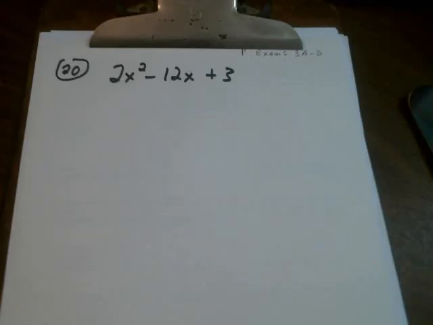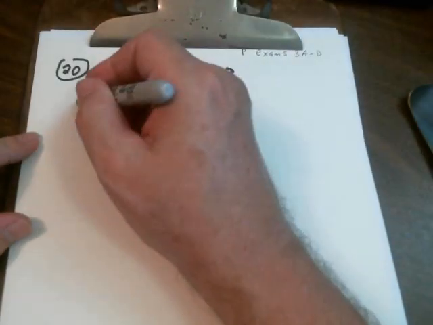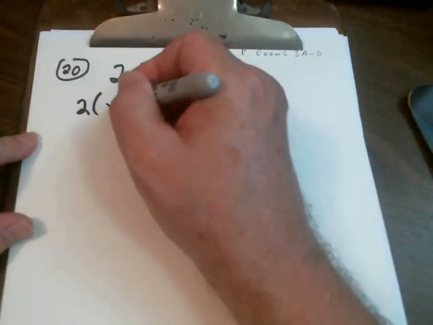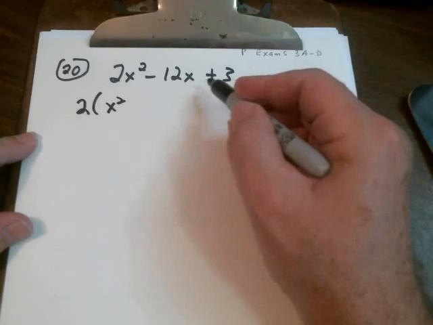Hello, I'll be going through problem 20 from the practice exams for exam 3. The first example was this 2x squared minus 12x plus 3, and the instructions said to rewrite by completing the square. Observe that the leading coefficient is not 1, so this is important. We'll need to factor out the 2 out of the first two terms.